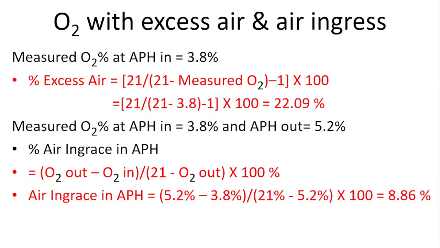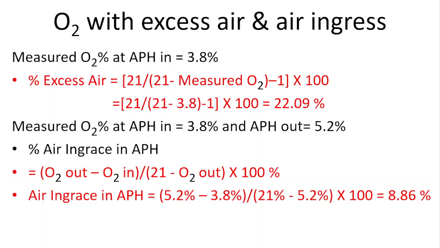Now if you measure the oxygen instead of CO2, the oxygen is measured at the air preheater inlet as well as the air preheater outlet. Suppose at the air preheater inlet the oxygen is measured at 3.8%, then the percentage of excess air would be 21 divided by 21 minus measured oxygen, minus 1, times 100. So that comes out to be around 22.09%.